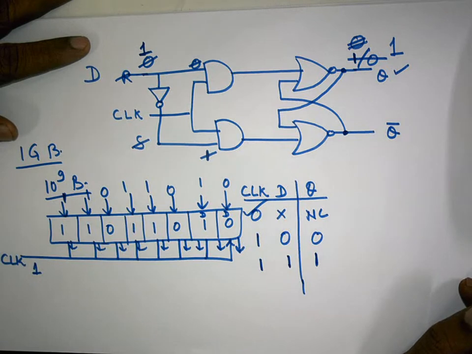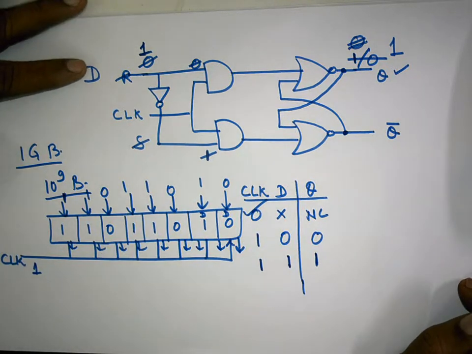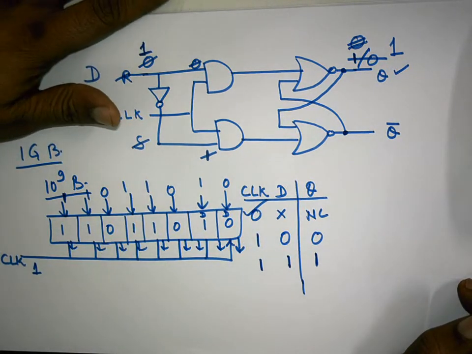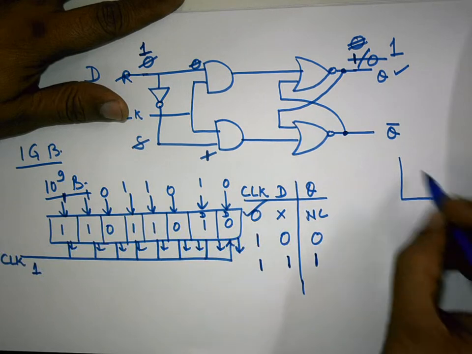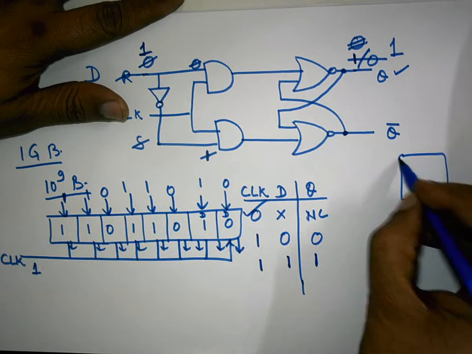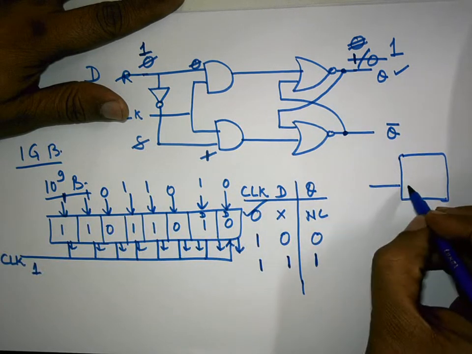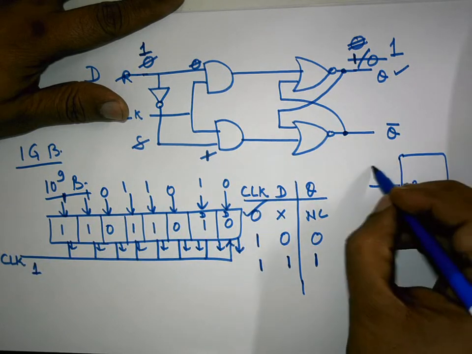Now if you form the characteristic table of this D flip-flop, and when I ask you to form the characteristic table, we will have to look at how many inputs this D flip-flop is having.